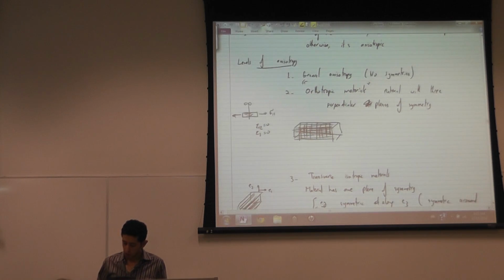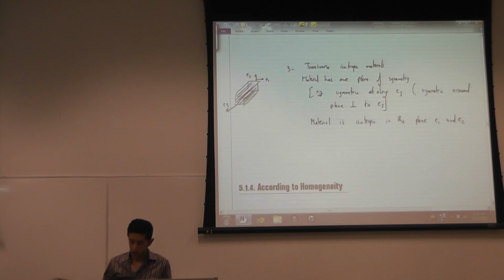A transversely isotropic material is a material that has fibers only in one direction that may make it stiffer or weaker in that particular direction, but the behavior is the same in the other directions, E1 and E2.